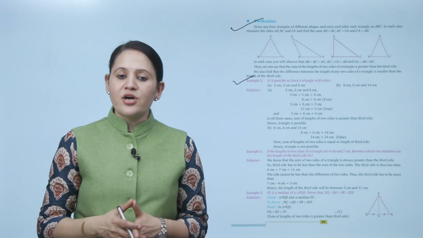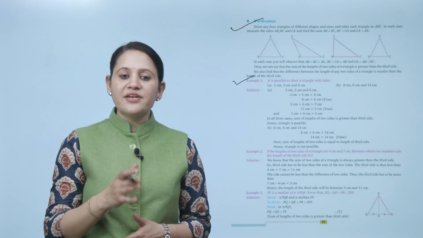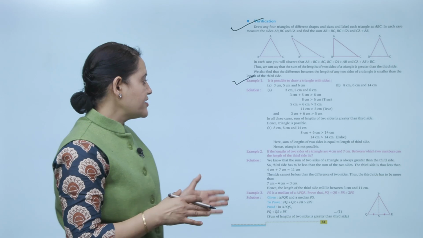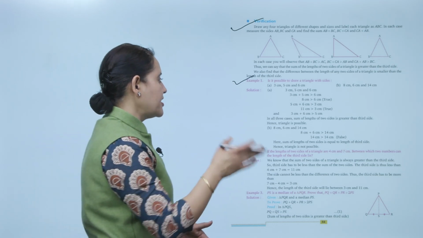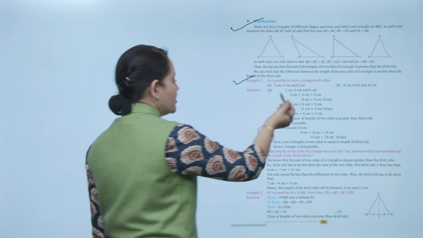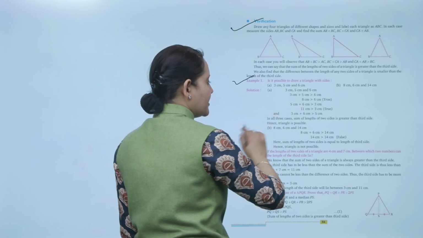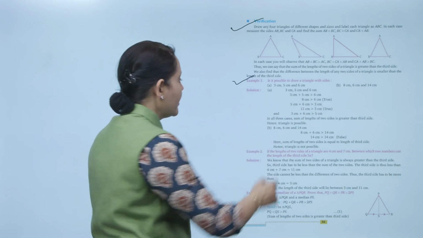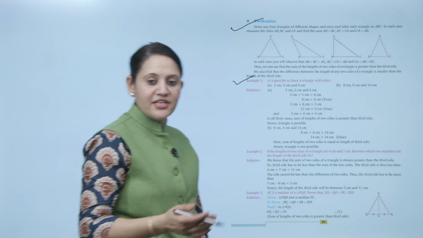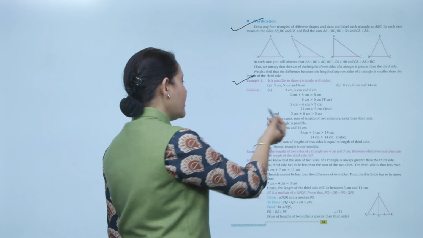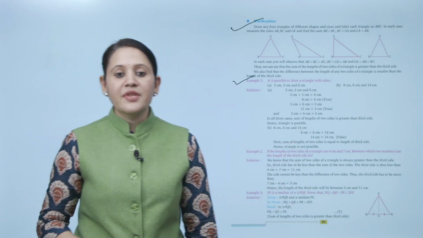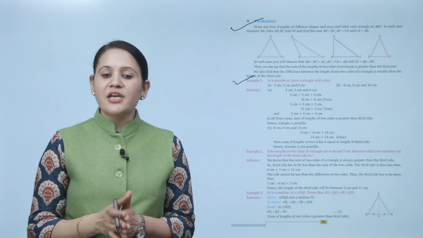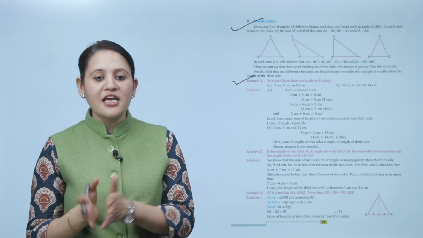Is it possible to draw a triangle with sides 3 cm, 5 cm and 6 cm? As we know, the sum of any two sides is greater than the third side. So by this property we can check. 3 plus 5, that is 8, is greater than the third side, that is 6 cm. Here 5 plus 6, that is 11, is greater than the third side 3 cm. 3 plus 6 is greater than 5. So, in all three cases, the sum of the lengths of two sides is greater than the third side, hence the triangle is possible.